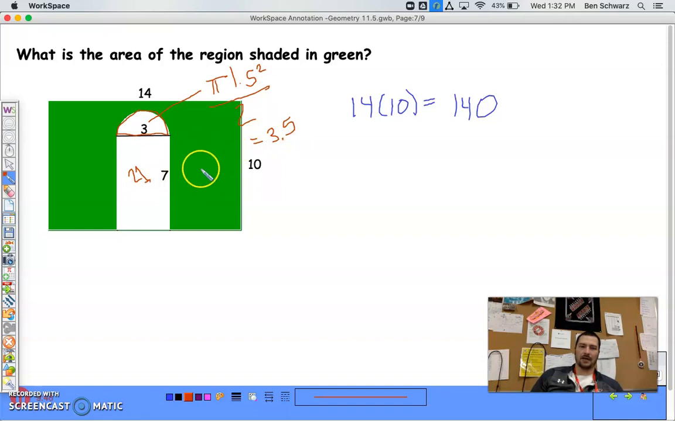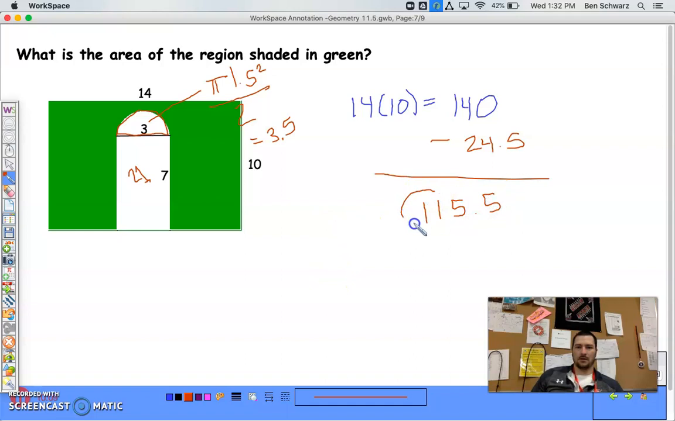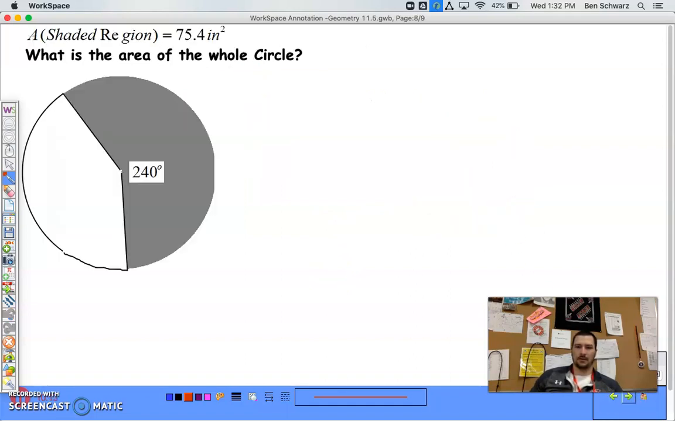So add them up together. 21 plus 3.5 is 24.5 for a total shaded area of 115.5. Ta-da! All right, one more, and this one will get a little trickier.